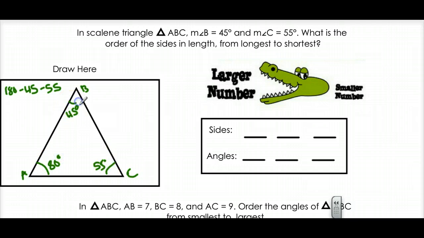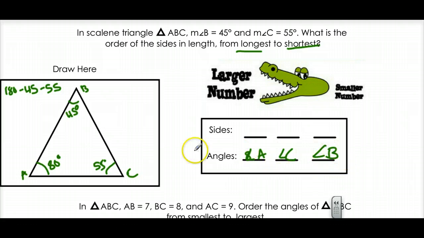All right. So let's list our angles from longest to shortest, because that's what it says. Our biggest angle is 80 degrees. So that's angle A. Our next biggest one is 55, which is angle C. And our next biggest is 45, which is angle B. So those are largest to smallest.